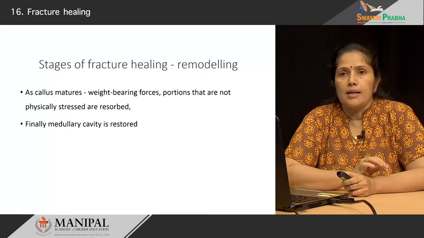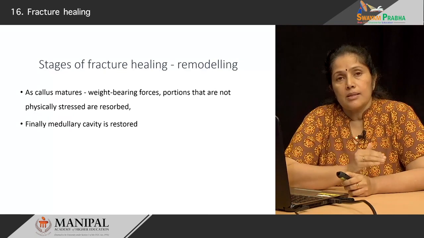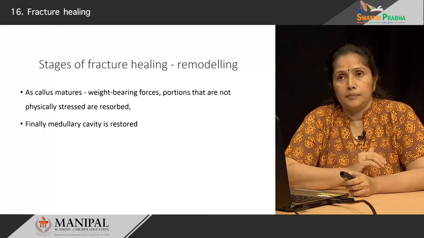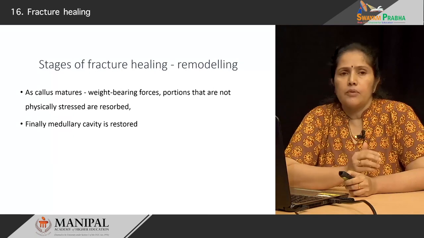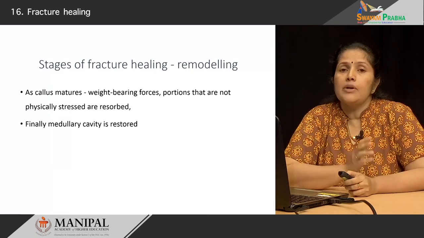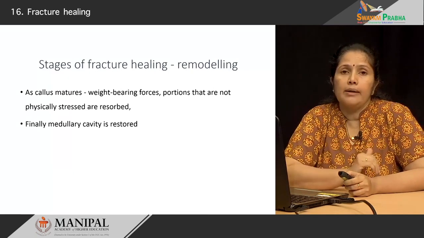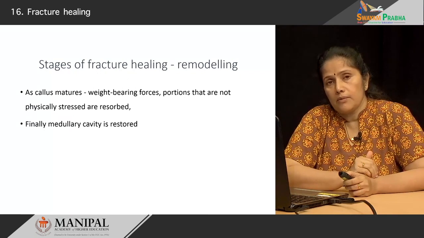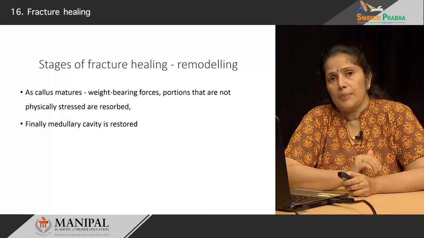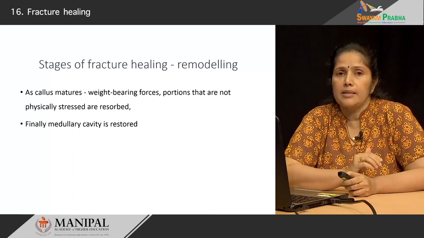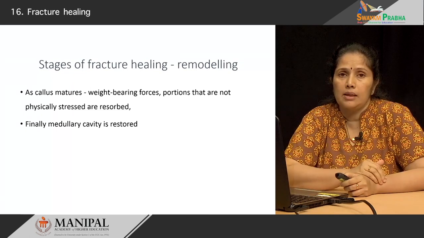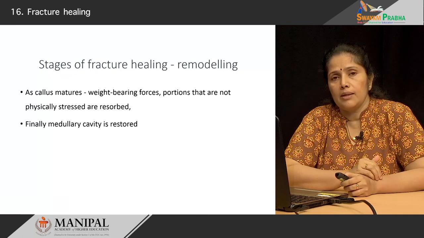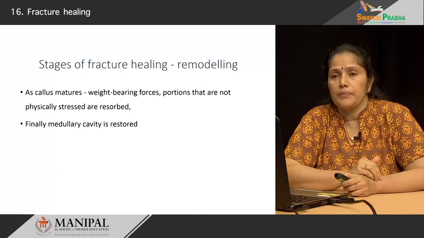So, these are some of the important stages of fracture healing. Now, the ossification which occurs can be either intramembranous or endochondral ossification. Usually primary healing heals by intramembranous ossification, while in the secondary type we can see a lot of endochondral ossification also.